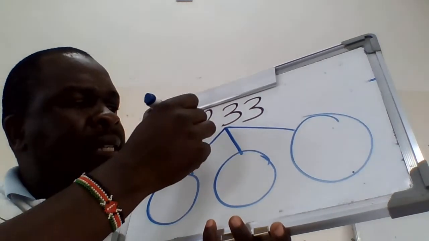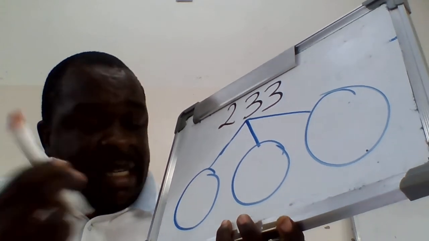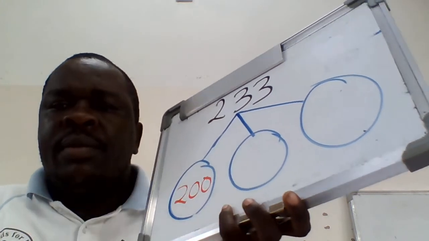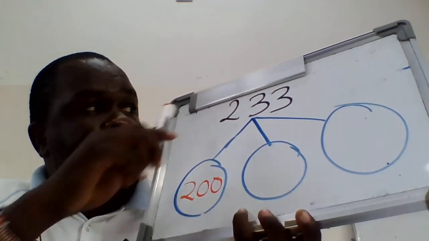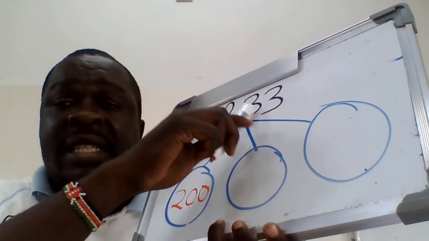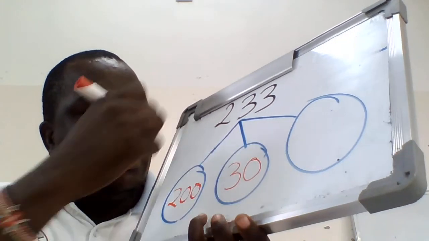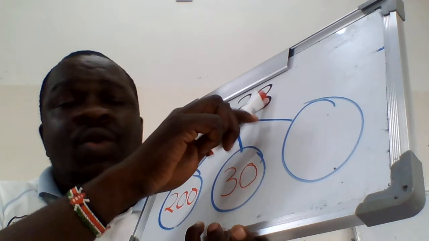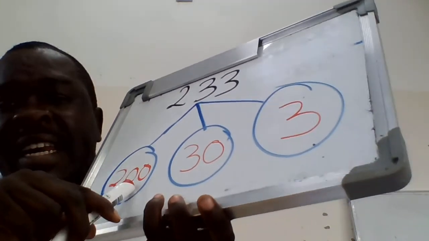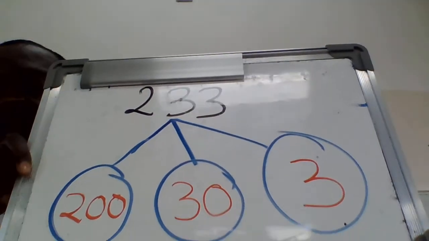Therefore, the hundreds are 200. Do you know how to write the number 200? Yes. So you write the number 200. Then 30. In the tens place value, we have 3 tens. 3 tens make a 30. And in the ones place, we have a 3. Therefore, you just write there 3. 233. Are you able to do that?